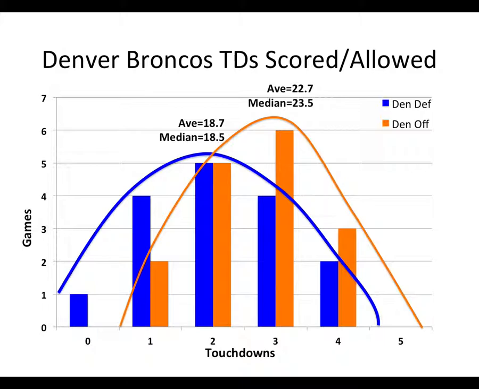Then we look at the offense. On average, they're scoring about 22.7. Median is 23.5. So based on this, I would say the Denver offense typically scores greater than their average, based on this median value, which is a good sign.